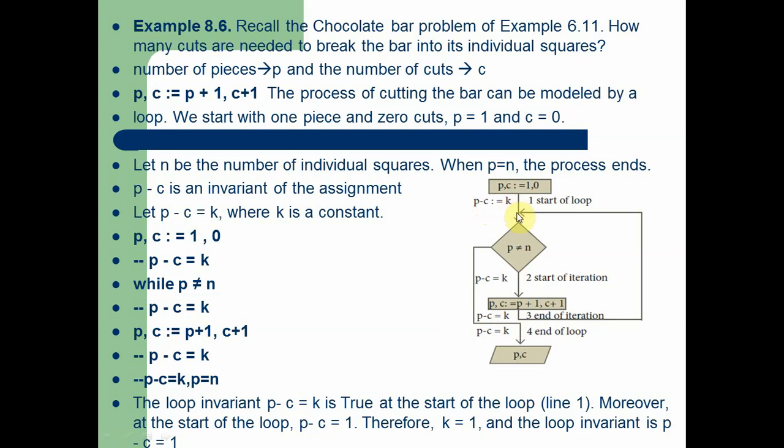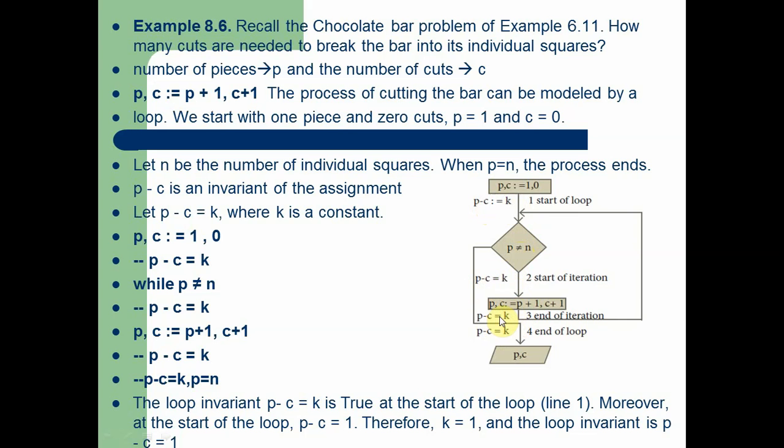So the value of k is 1. When the loop executes for the first time and cuts, the value of p is 1 and the value of c is 0. So again, at the second point, at the first iteration, the value of k is 1.